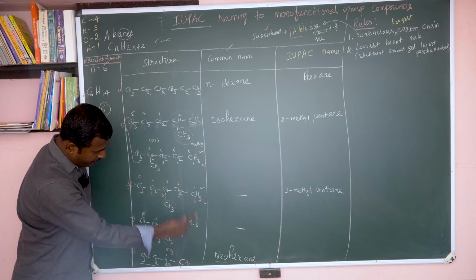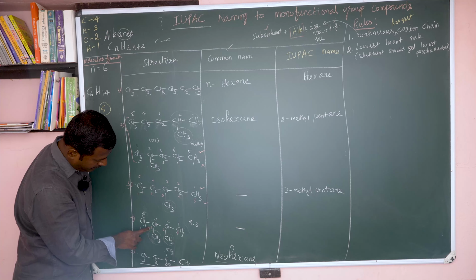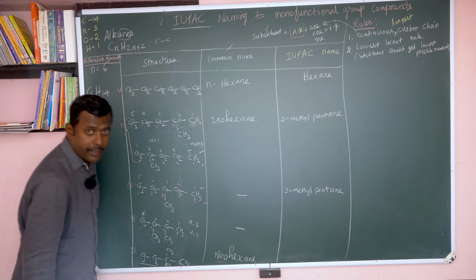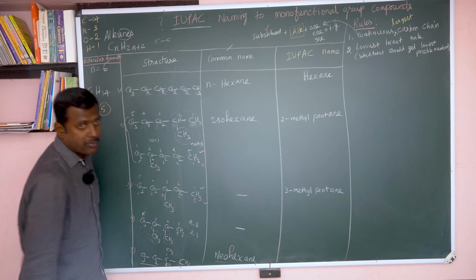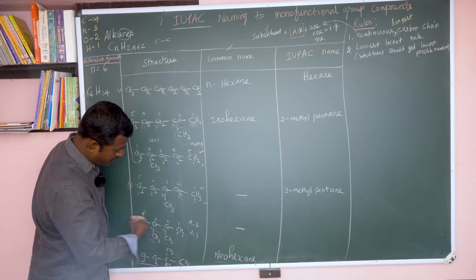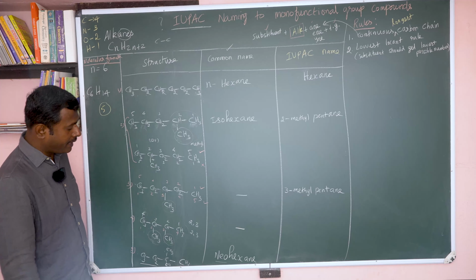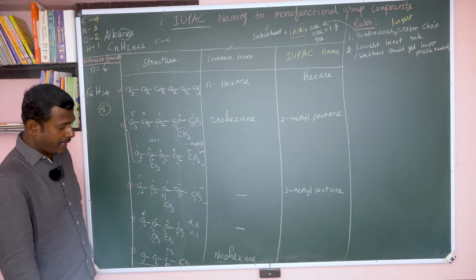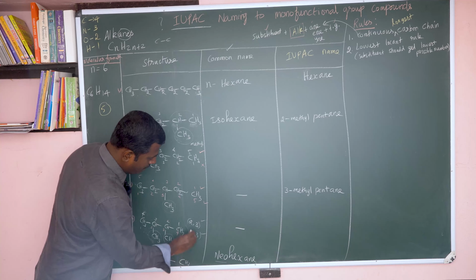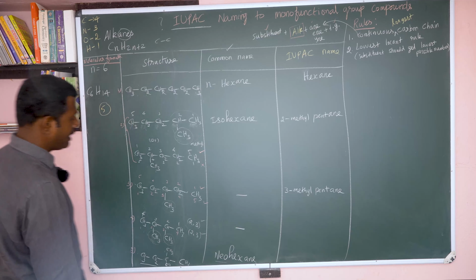Okay, if you start from here, this methyl will get number 2, this methyl will get number 3. So the position of these 2 methyl groups is identical, irrespective of the starting point. So we can start from anywhere. Both directions will get the same set of numbers, so both directions are correct.